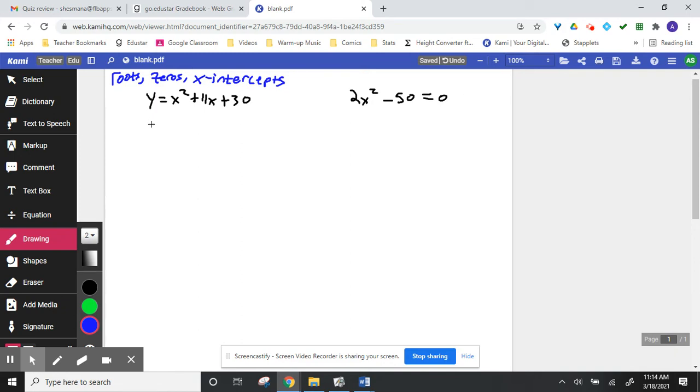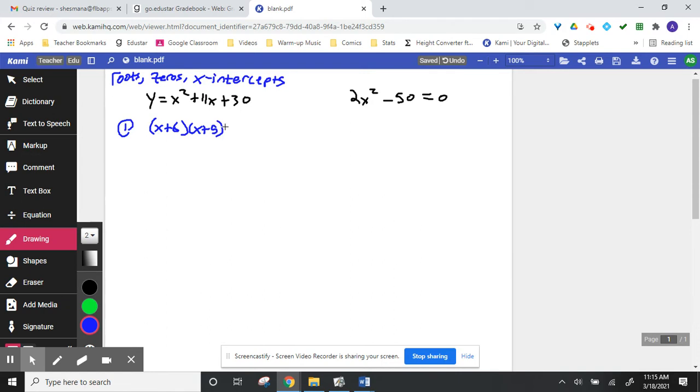When we see a problem like this, we have to decide, am I going to factor or am I going to use square roots? If the problem has an x squared and an x, I have to factor. So step one on this problem, y equals x squared plus 11x plus 30, is going to be to factor, just like we've been doing since the beginning of the year. So I'm looking for numbers that multiply to 30 and add together to equal 11, and those numbers are 6 and 5. So I factor it, x plus 6, x plus 5.